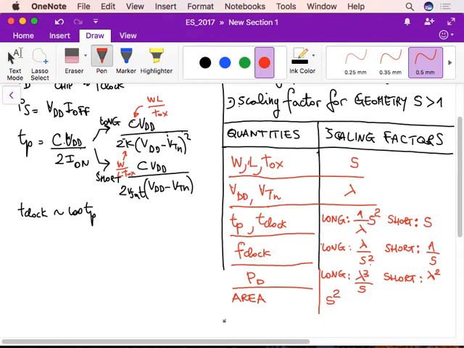Now, if we consider PD over area, the power consumption per unit area, in the long case is equal to lambda to the power of 3 over S to the power of 3, and in the short case is equal to lambda to the power of 2 over S to the power of 2. So these are the normal scaling rules. Okay, the only thing that we have not considered here is that the power consumption is not only the dynamic power consumption. There is also the static power consumption, which can be important.